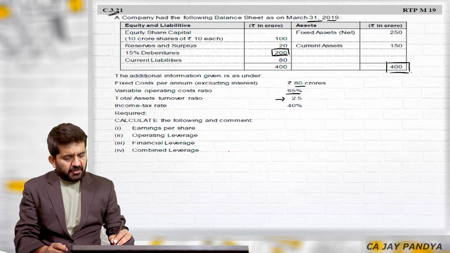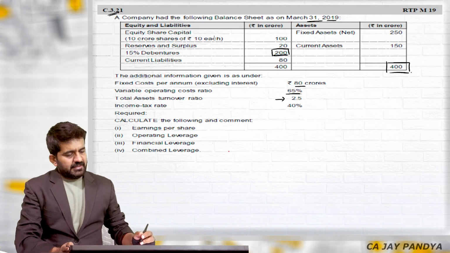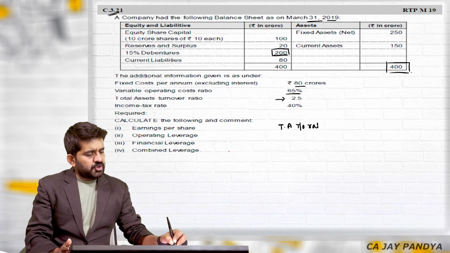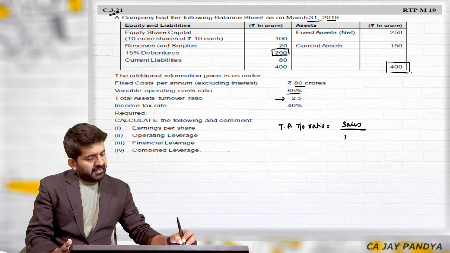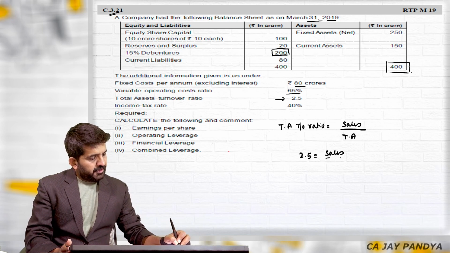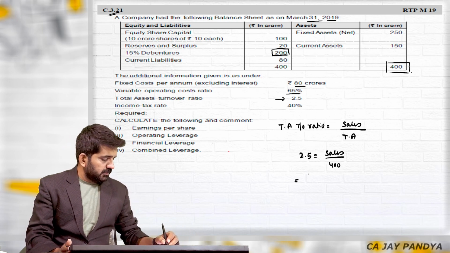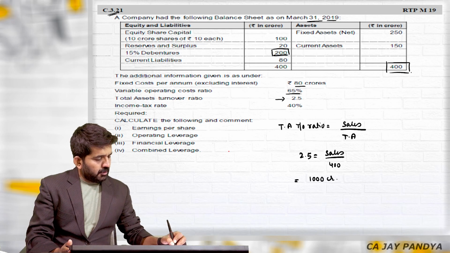I can easily find out EPS, operating leverage, financial leverage and combined leverage by just writing the profitability statement. My sales. How will I get my sales? Total asset turnover ratio, as we have discussed, will be sales divided by total assets, which is 2.5. Sales we need to find out. Total assets are 400. This will be 1000 crore rupees.